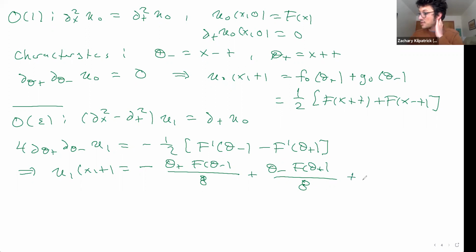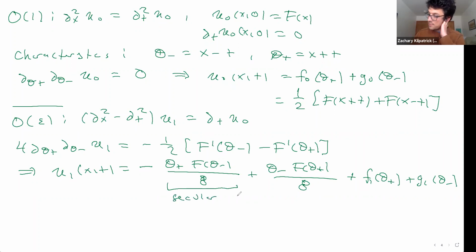Okay. And then just like in the case of the order 1 equation, I have these homogeneous solutions, f1 of theta plus and g1 of theta minus. Okay. So this is a secular term. Why? Well, because as these characteristics get large, this is going to build up. And I'm going to have larger and larger oscillations in the string, even though there's not really any resonant forcing that should cause that. Okay. And there's no way to prevent them.